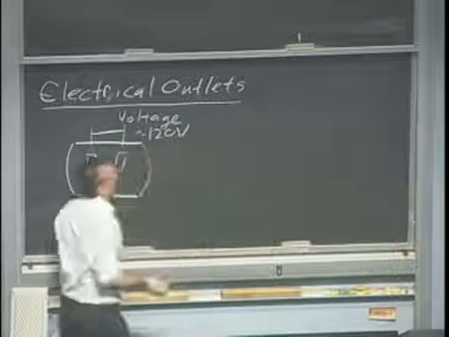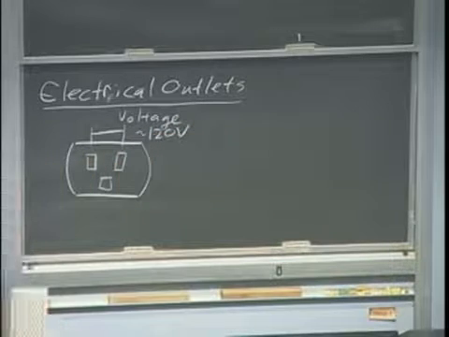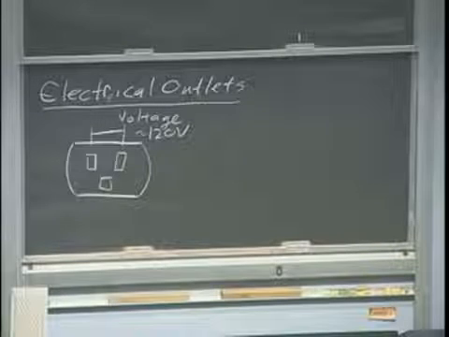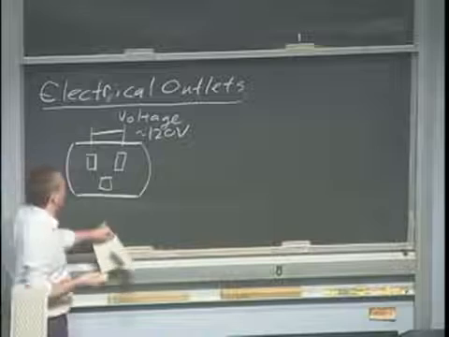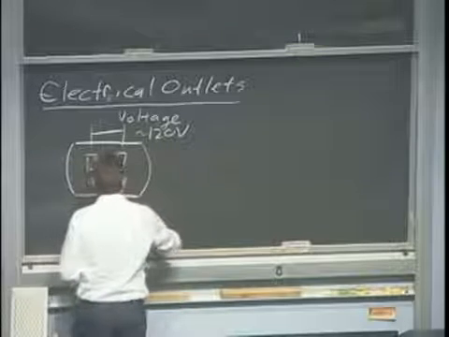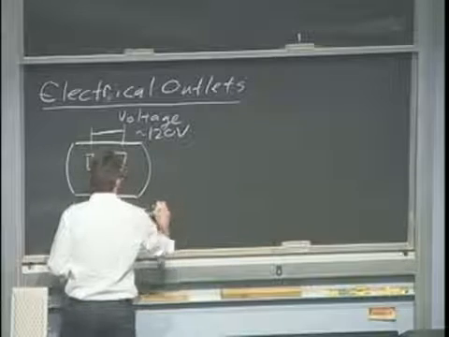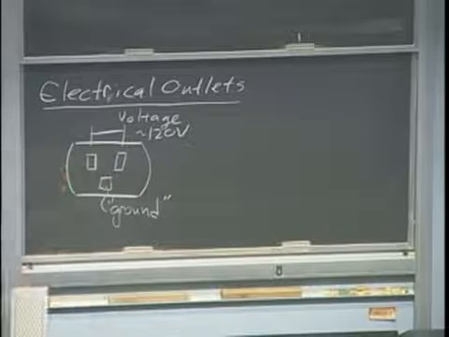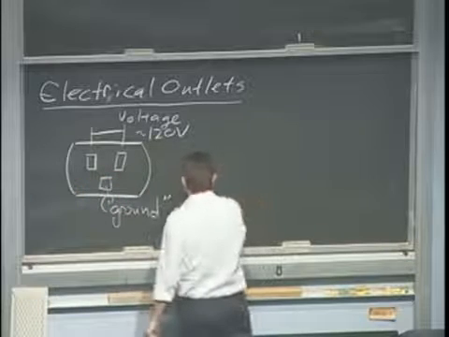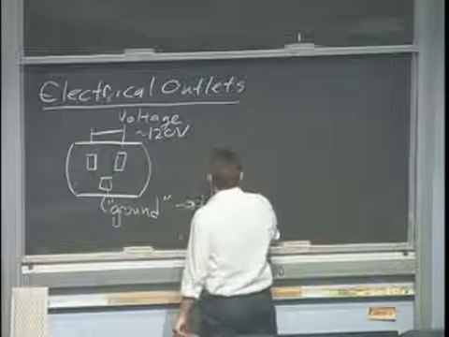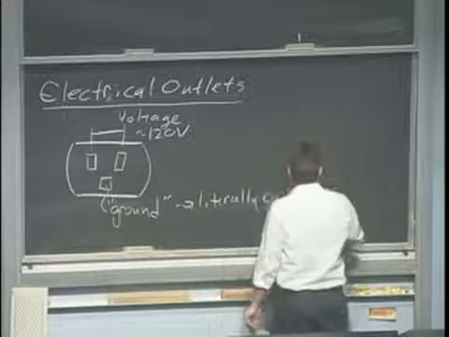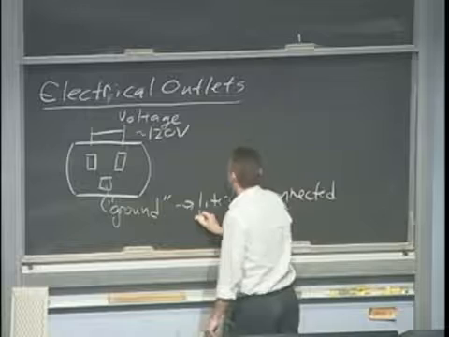Which is about 120 volts, so significantly larger than what we get out of the battery. Which is why we have to be a lot more careful about the electricity we use when it's coming out of the wall. And it has a ground, okay, which is just a safety feature. It's quite literally connected to the earth if it's wired properly.